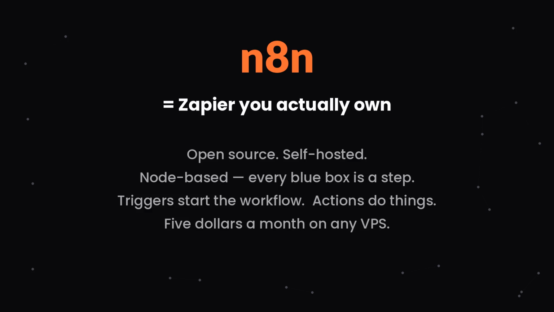n8n is open source. You can self-host it for $5 a month. It is the closest thing to Zapier you actually own. Every blue box on the canvas is one step. Triggers start the workflow. Actions do things. Connections pass data between them. That is the entire mental model. Once you have that, everything else is just nodes you have not used yet.